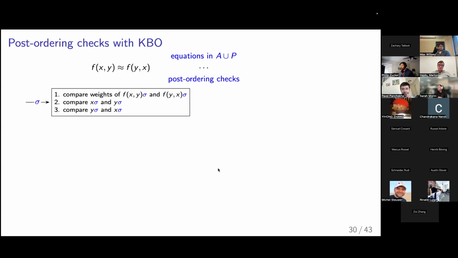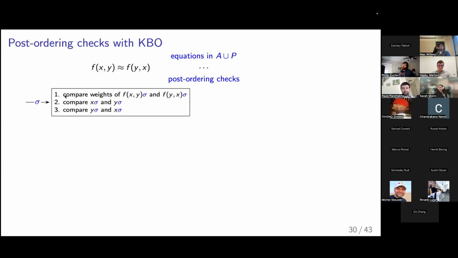Okay, so we have these two observations, and now we want to use them, but to know how to use them, we have to look into the post-ordering checks even more. So let's say we now use a concrete simplification order, KBO. And let's look at the operations that are performed during such a post-ordering check.